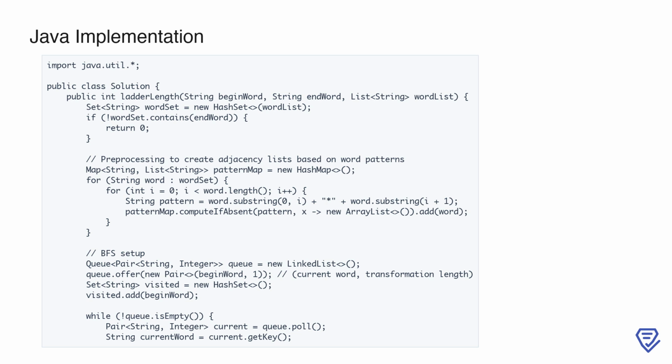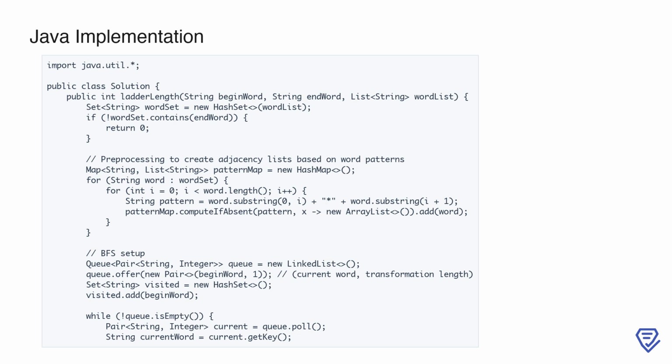If it doesn't, we can return 0 right away because no transformation sequence is possible. Next, we pre-process the word list to create a pattern map. This map will store all possible intermediate patterns for each word. For example, if a word is hot, we generate patterns like *ot, h*t, and ho*, by replacing each character with an asterisk one at a time. These patterns are then used as keys in the map, with the corresponding words as values. This pre-processing allows us to quickly find neighboring words that differ by just one character during the BFS traversal.